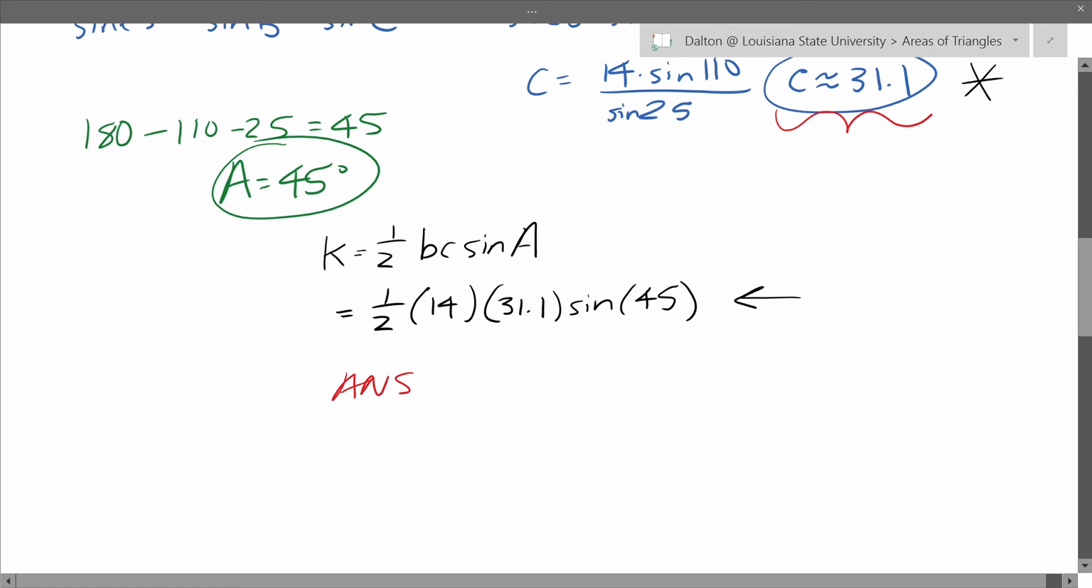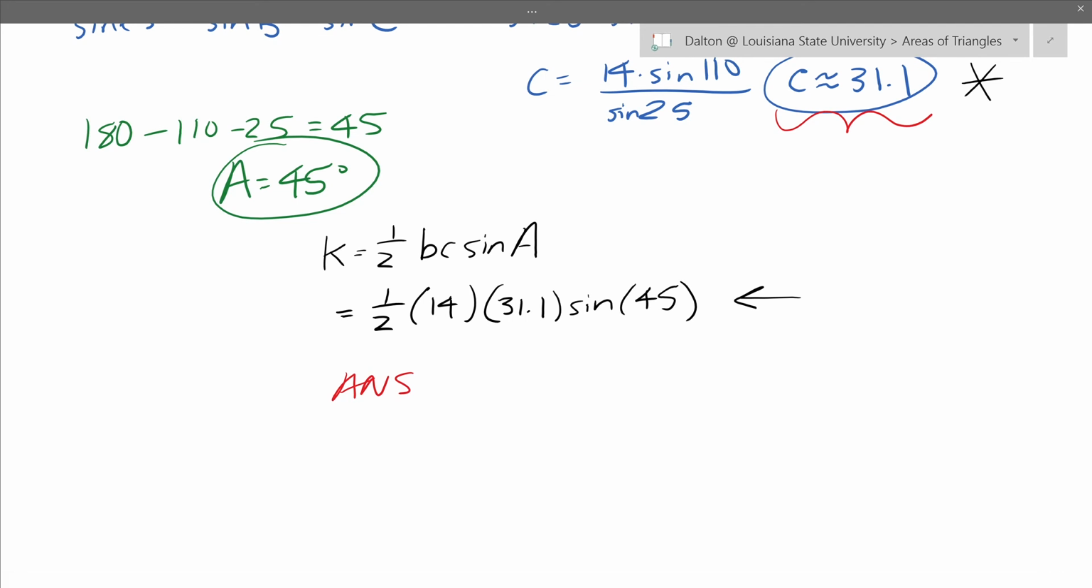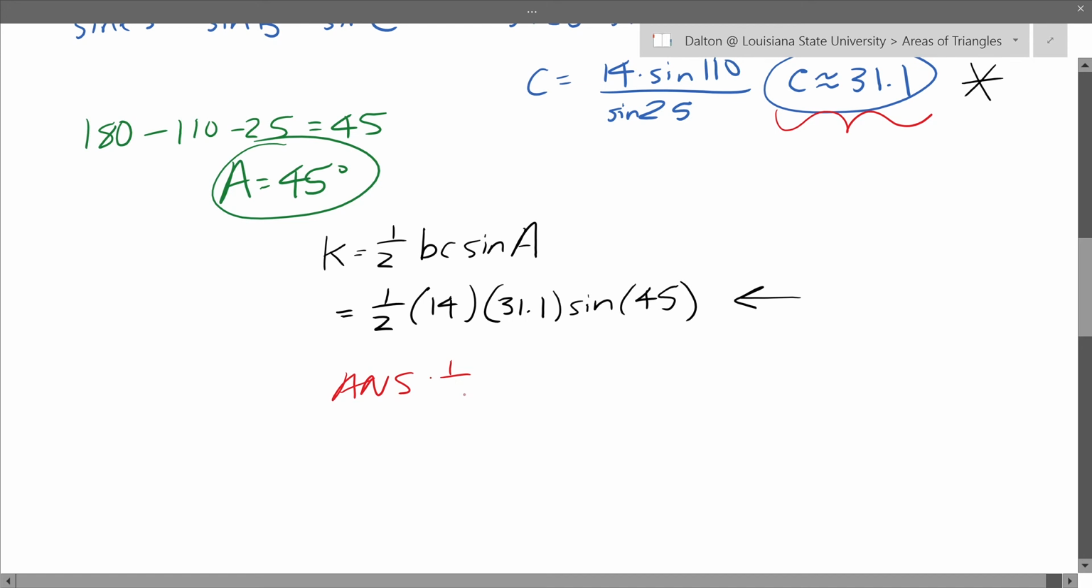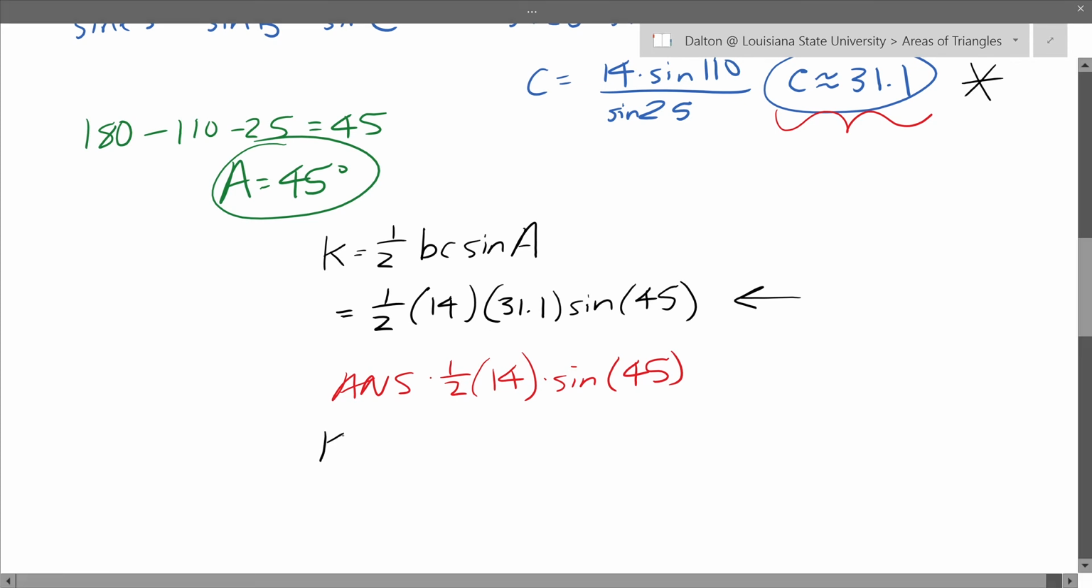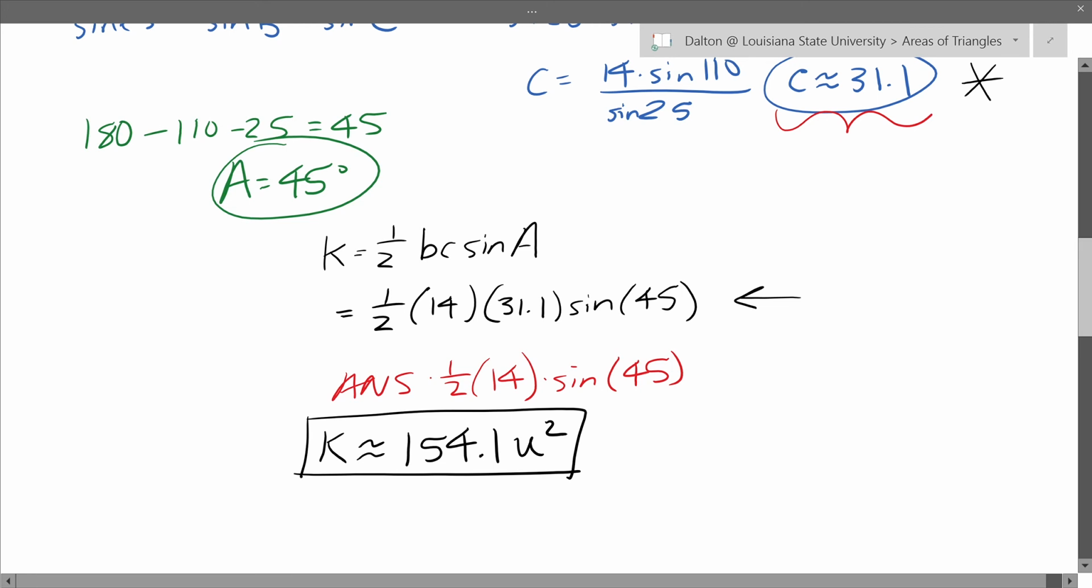And it's going to multiply that true value times, and then go with the rest of the problem. 1/2 of 14, or you could even put 7, times the sine of 45. So it's okay if you put these in a different order because with multiplication, it doesn't matter the order you plug it in. If we do that, you're going to get the answer that I'm looking for, which is an area of approximately 154.1. We're dealing with area, which is in square units. So make sure you put units squared at the end of your problem.